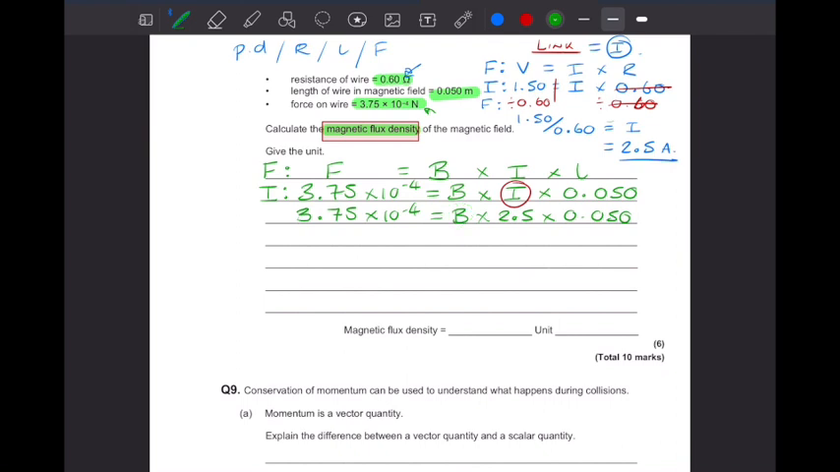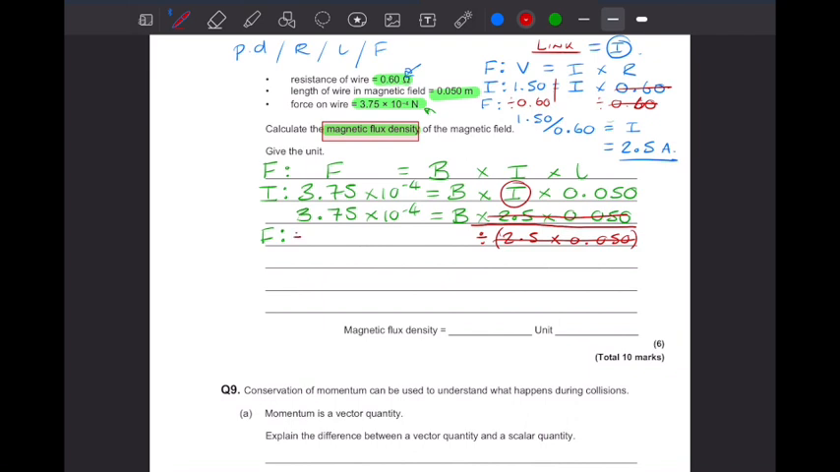So I'm going to do the inverse of what's happening. I'm going to fine tune it. B is currently being times by 2.5 and by 0.050, so we're going to do the opposite. We're going to divide by 2.5 times by 0.050. I'm going to put that in a bracket because that's one function. That will cancel, because we've got the same times by and divide by, opposite functions, which cancel out and leave B.